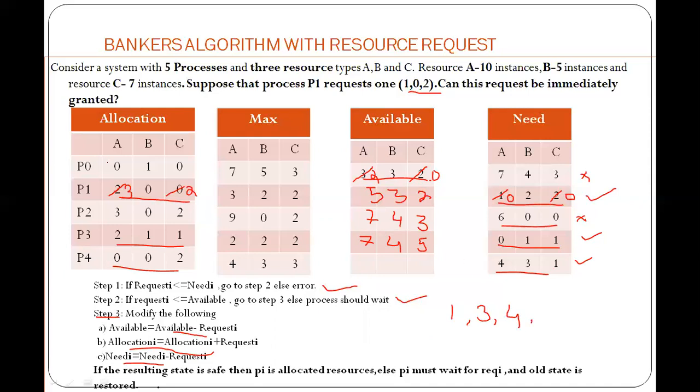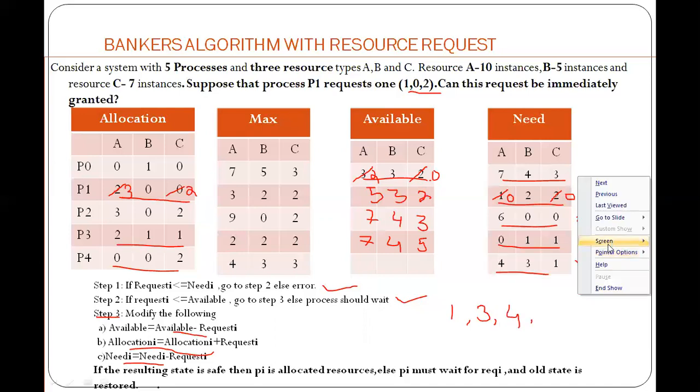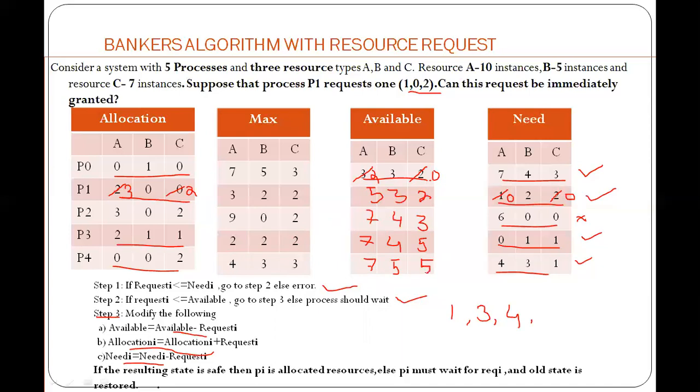Next, we'll go back to P0. Can P0's need be accommodated right now? Yes, it can be accommodated. Why? Because its need is now lesser than availability, right? So I shall erase this, and now I shall tick this and say that yes, its need can be accommodated. So what is P0's allocation? Yes, 0, 1, 0. After it finishes, it will release its resources. So that becomes how much? 7 here, 5 here, and 5 here, right?